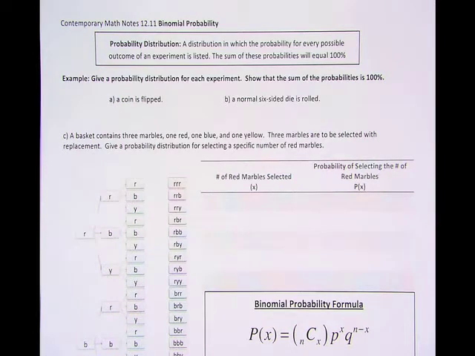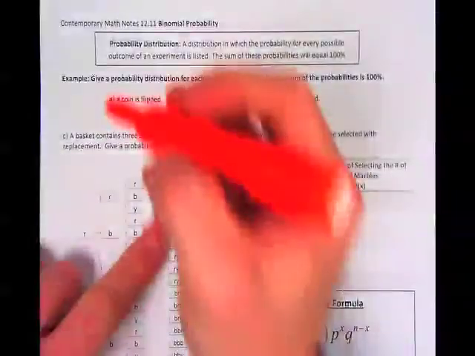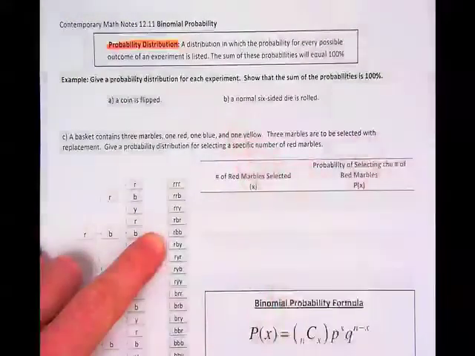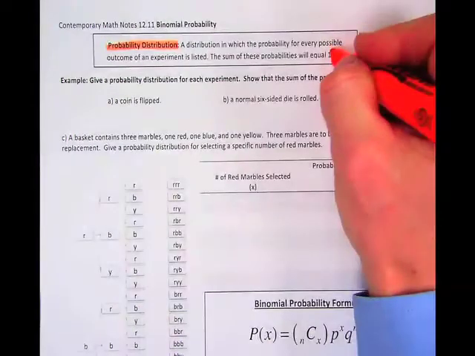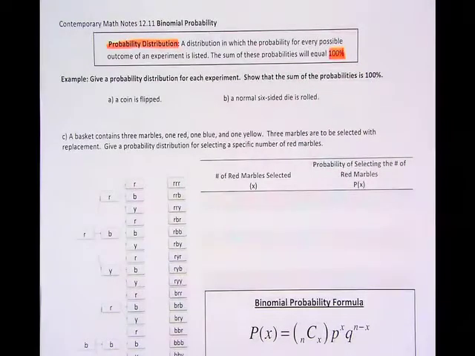Welcome everybody. In this lesson we're going to be talking about binomial probability, and the first thing we want to talk about is something called a probability distribution. A probability distribution is a distribution in which the probability for every possible outcome of an experiment is listed, and it turns out the sum of these probabilities will equal 100%.